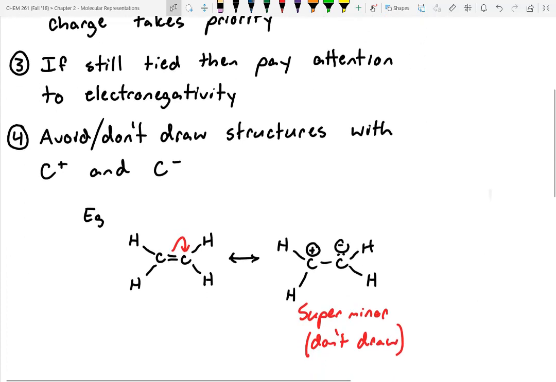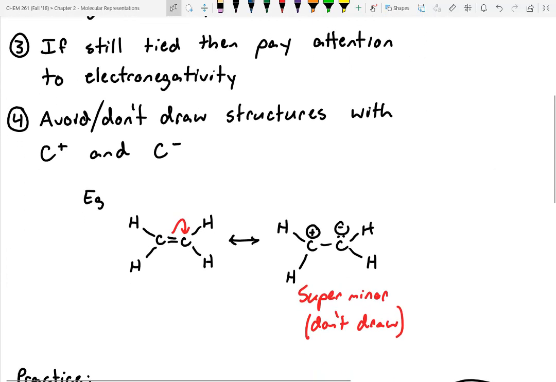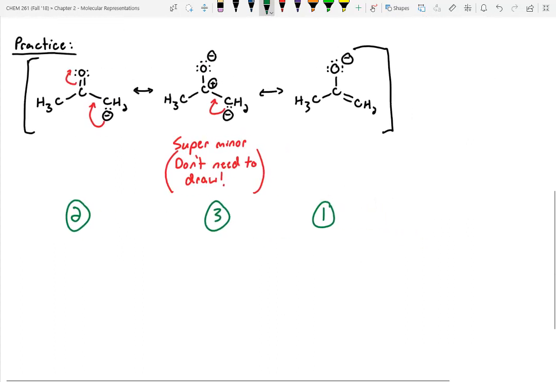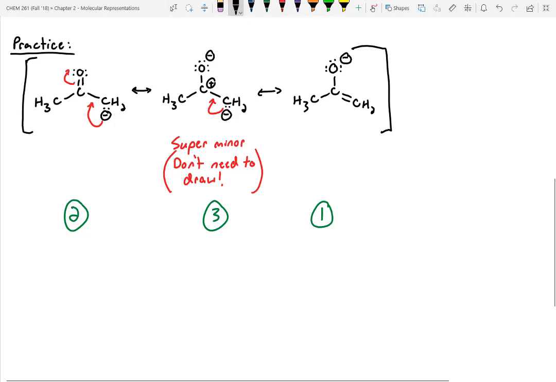So then we'd say, if still tied, pay attention to electronegativity. Which one's going to be the major contributor? I would say the one on the right. Oxygen is far more electronegative than carbon. It's happy with the negative charge, or relatively happy, I should say. So this would be priority 1, priority 2, and priority 3. If we try to draw the hybrid structure, we don't even need to worry about 3. Instead, we can say 1 and 2 are the most important ones that we should care about.